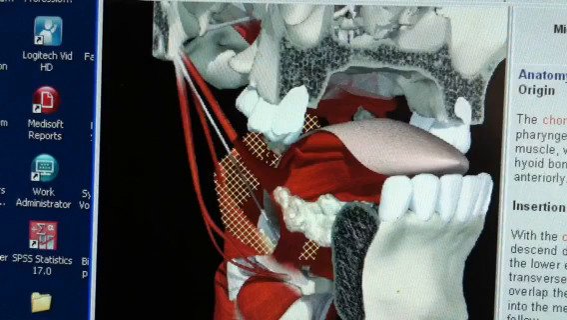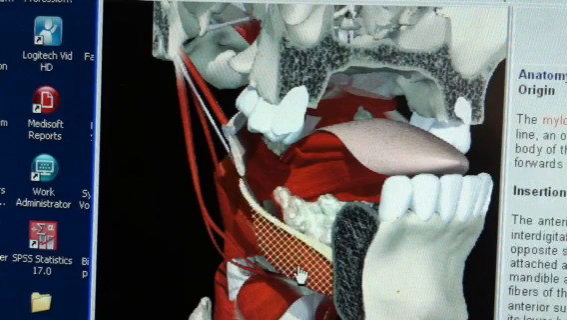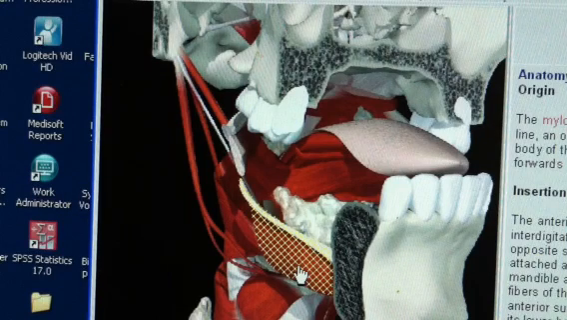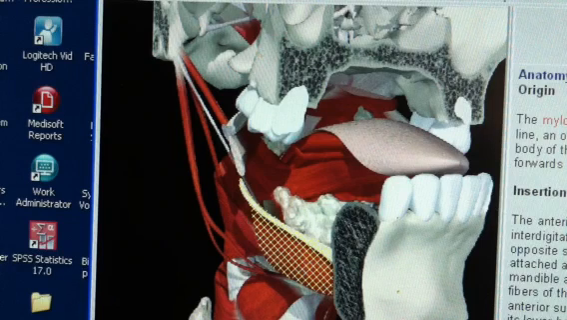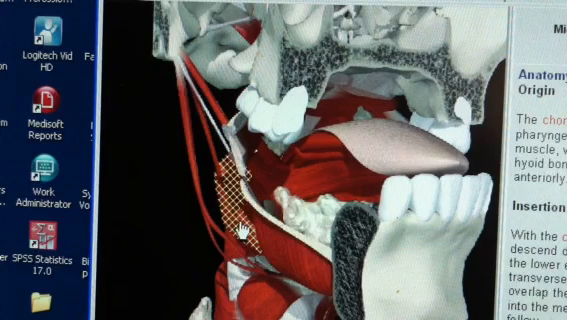Next, I want to show you the mylohyoid muscle. Remember, the mylohyoid muscle forms the floor of the mouth. So its origin is all along this mylohyoid line, all right, which is a line on the internal surface of the mandible. And its insertion is the hyoid bone.